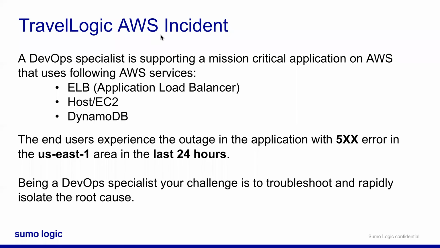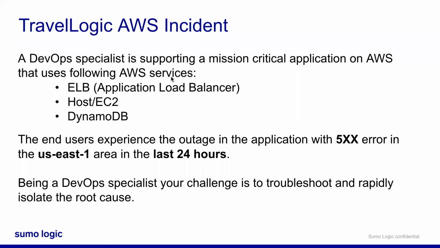Now, as a Travelogic employee, you've been hired specifically for your DevOps skills. And so it's important that you support our mission critical app, which runs on AWS. It's going to focus on using these 3 things. These are your focus areas for your job: ELBs, host EC2s, and DynamoDBs.